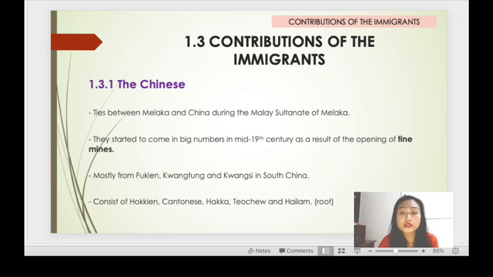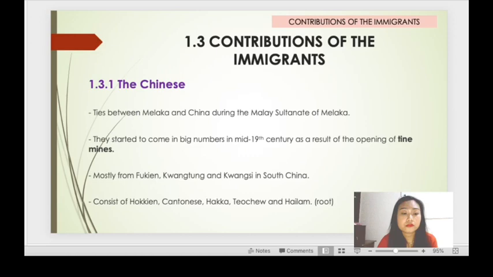Contributions of the immigrants. We will be looking at two communities. The first one is the Chinese and the second one is the Indians. So Chinese, ties between Malacca and China during the Malay Sultanate of Malacca involved the Chinese. They started to come in big numbers in the mid-19th century as a result of the opening of tin mines. Yeah? Perlombongan, mining activity made them come here. Mostly they are from Fujian, Guangdong, and Guangxi in South China. So they consist of Hokkien, Cantonese, Hakka, Teochew, and Hailam. These are all their roots.